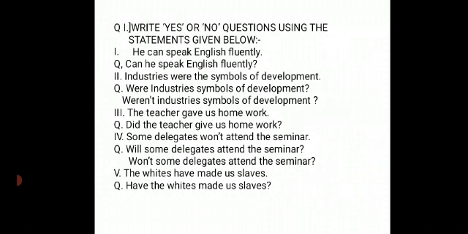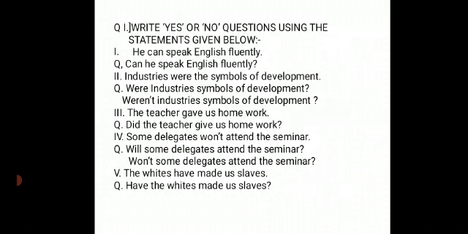The second sentence is, industries were the symbols of development. Now here the auxiliary verb is were. So, were industries symbols of development? Weren't industries symbols of development? We can ask. So again were is the auxiliary verb, industries is the subject, and then symbols of development.